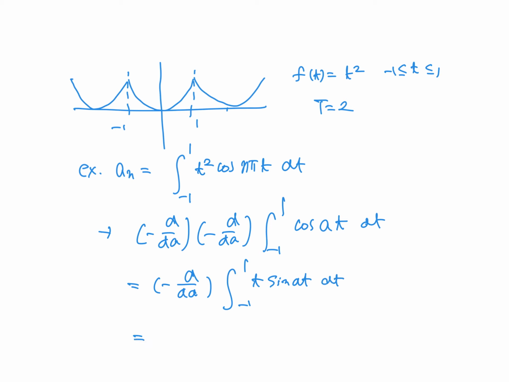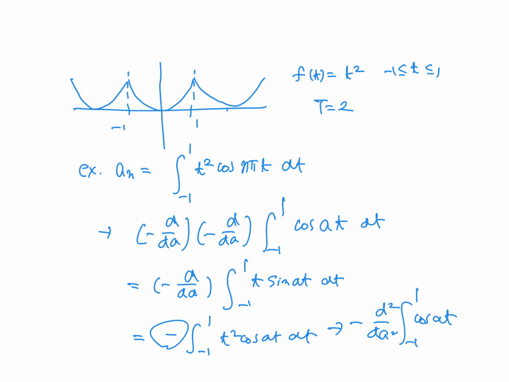And minus t square cosine at dt. So you need the extra minus sign. So in this case, just minus dA square d square minus 1 to 1 cosine at will do the trick, right? And then set a equal to pi and minus pi. So I'm going to ask you to finish the rest of it for the homework.